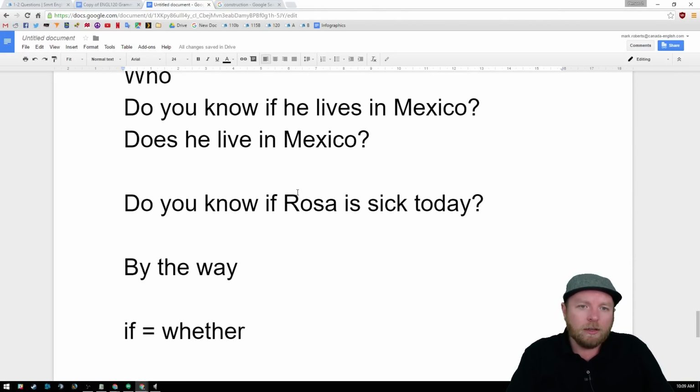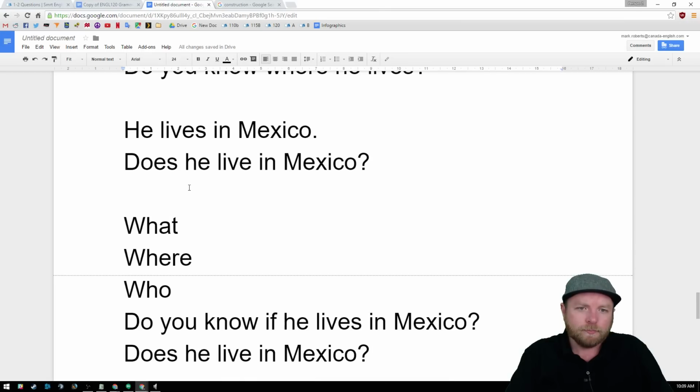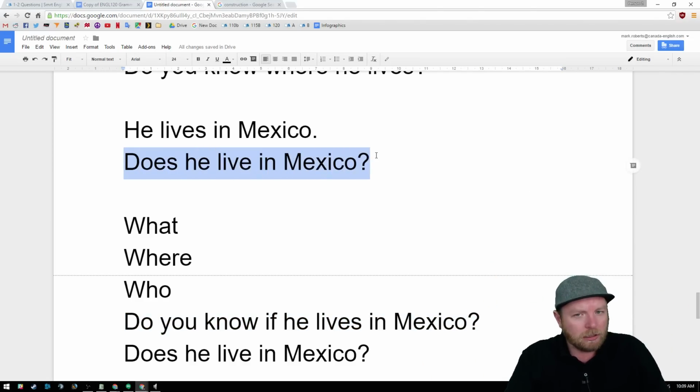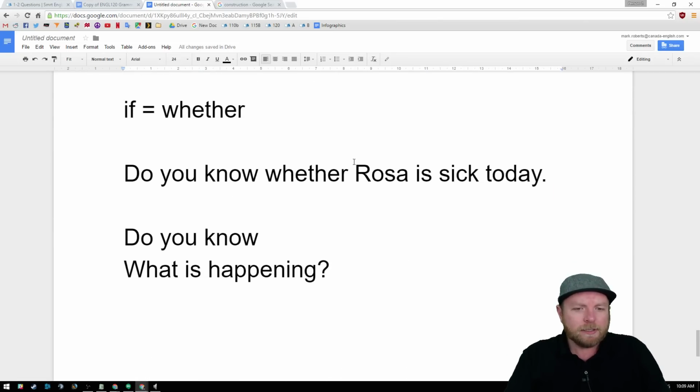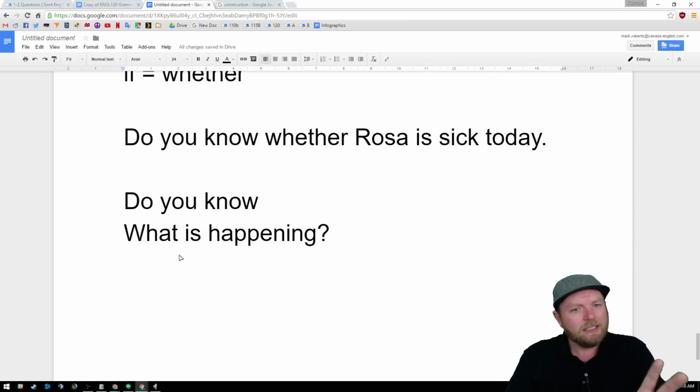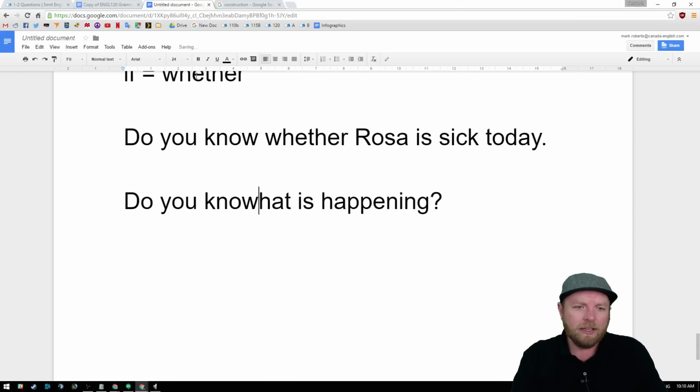Let's go back here. Does he live in Mexico? This one has inversion. So, do you know if he lives in Mexico, we have to change it because we have to cancel the inversion. But this one doesn't have inversion. What is happening? The subject is what. So this one doesn't have inversion. That's why we studied that. Because now, if we put these together, we don't have to change anything.